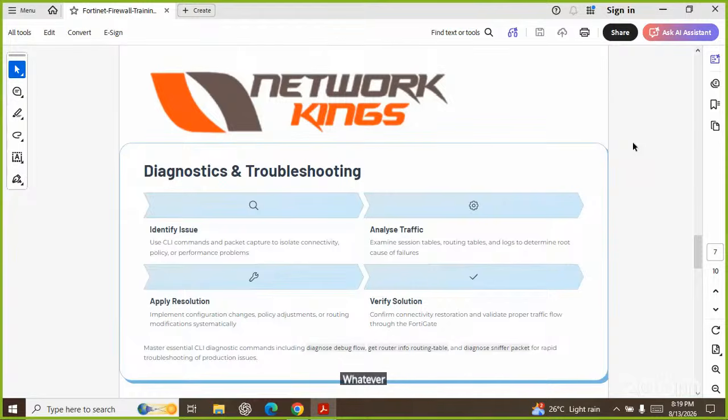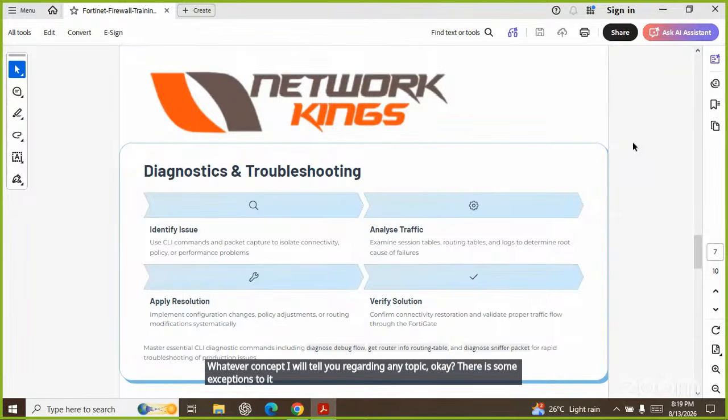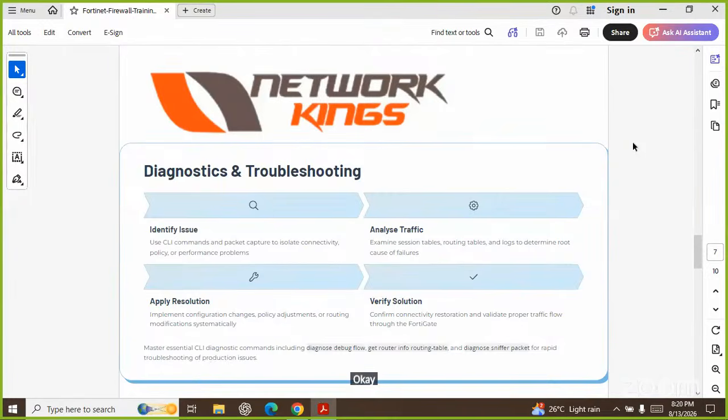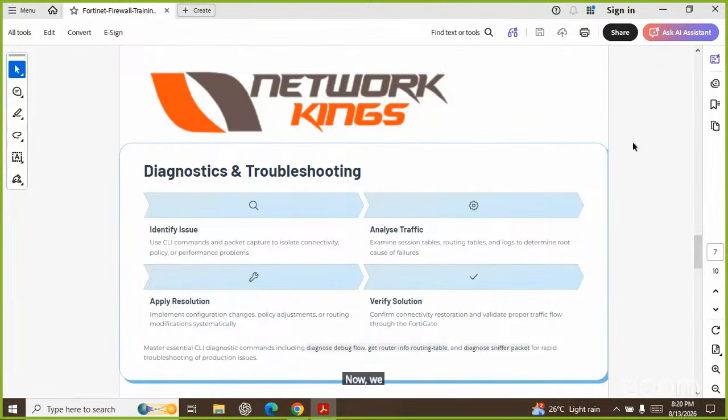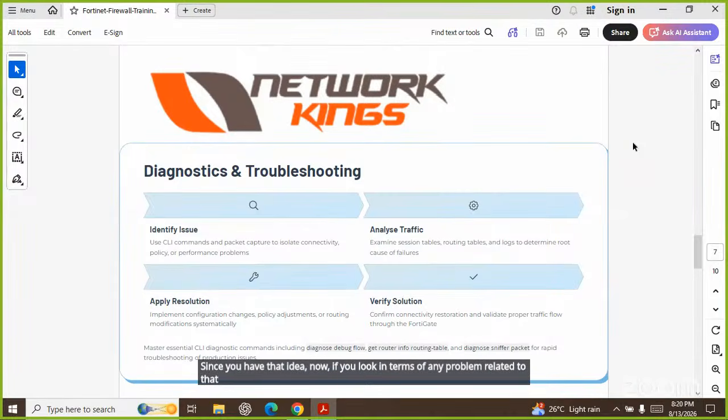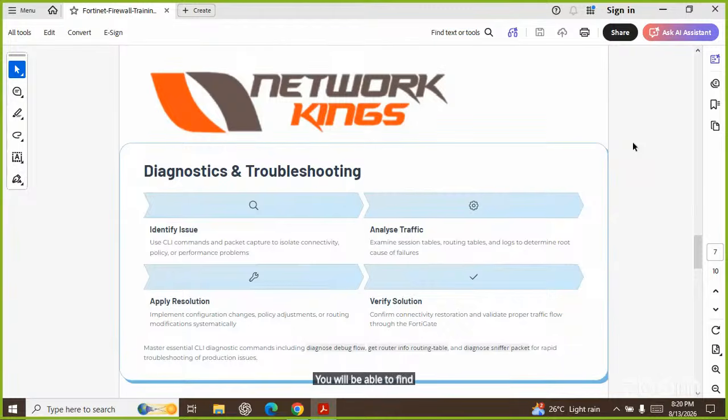Whatever concept I tell you regarding any topic, there are some exceptions for which you have to take my word. But yes, out of 10, 9 things I will show you in the lab. We will prove that. Once that is verified in the lab, our concept has been solidified. Now we know exactly how it works, why it works, and where I should use it. Since you have that idea, if you look at any problem related to that concept, you will be able to find something out of it.